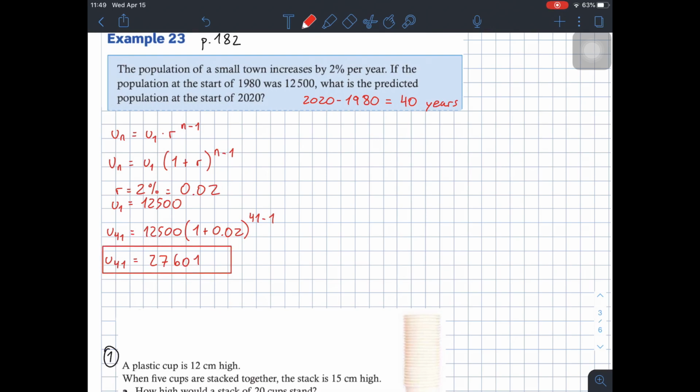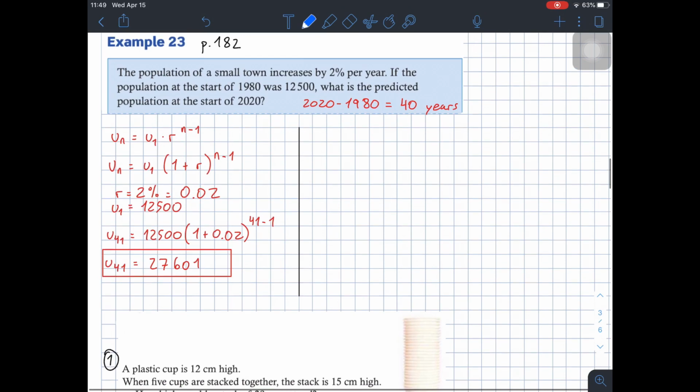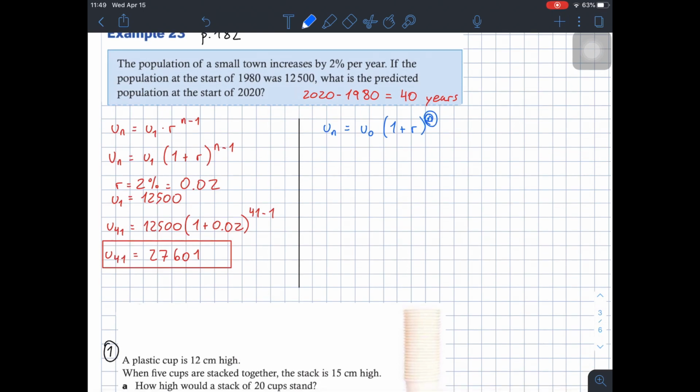Another way of thinking about this, which might be easier for you because it's more logical, is if you think about this formula as the following: Un equals U0 instead of U1 times 1 plus r to the power of n. And in this case, we're just leaving it as n because if we modify the formula, remember, here we have U1, so it's minus 1. If we have U0, this would be minus 0, which is the same as saying n, right? So we could just leave it like that.